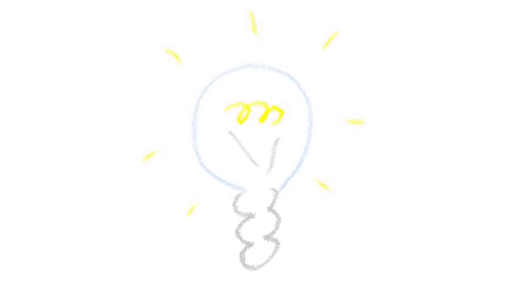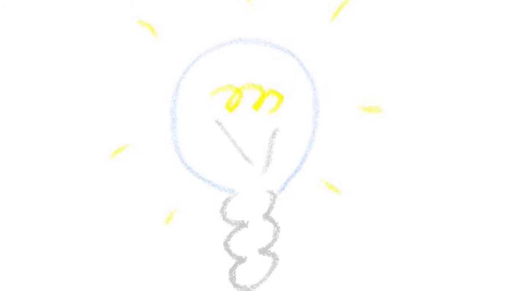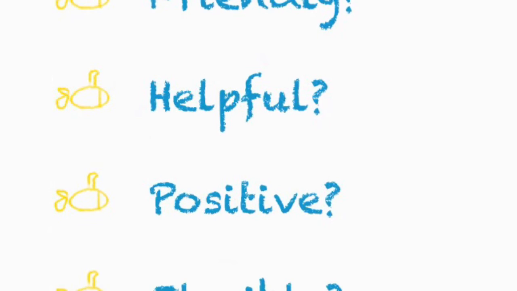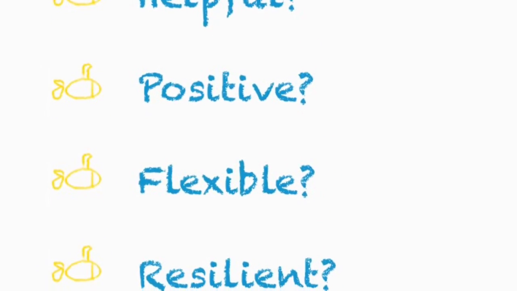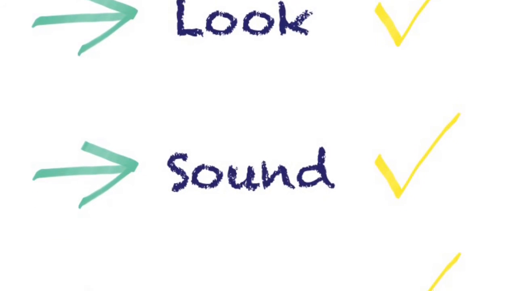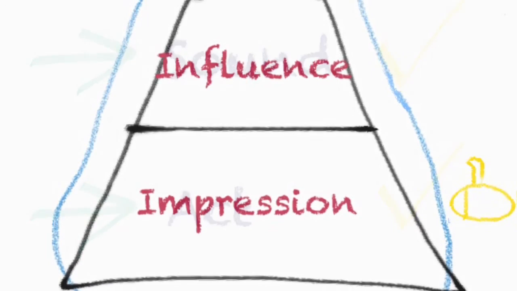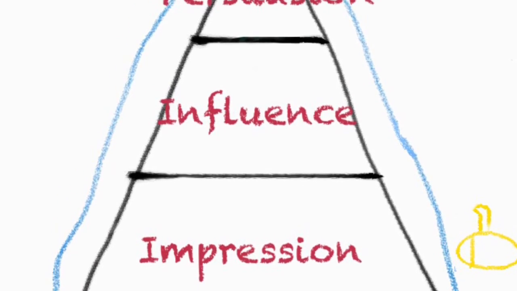So here's an idea. Choose 5 words that you would like to build your reputation around. 5 words that you would like others to describe you as. For example, friendly, helpful, positive, flexible, resilient. And for each of these words, work out how to look, sound, and act them. And if you do, and do it consistently, then that will be the impression others have of you.